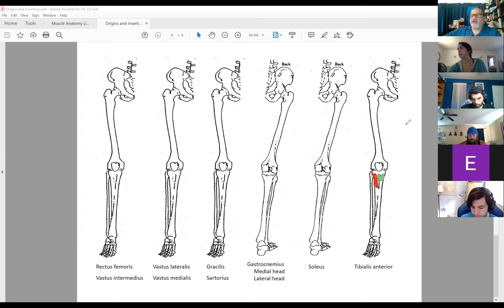There you go. So our tibia is pretty much already chalk filled. So the only place there's room for our anterior muscle is, yes, it's anterior, but it's here on the lateral side. So over here on the lateral condyle and down the lateral aspect of the diaphysis is where the tibialis anterior begins. But where does it insert?